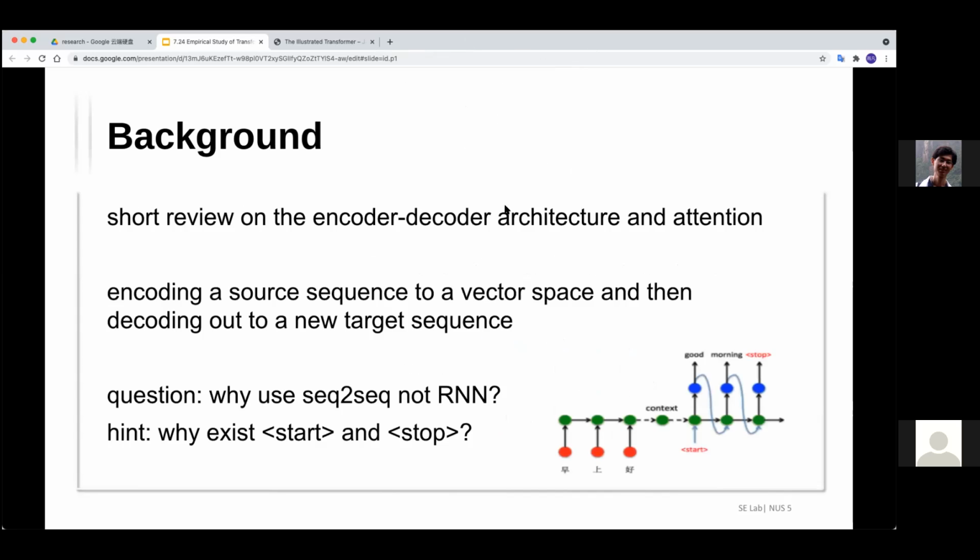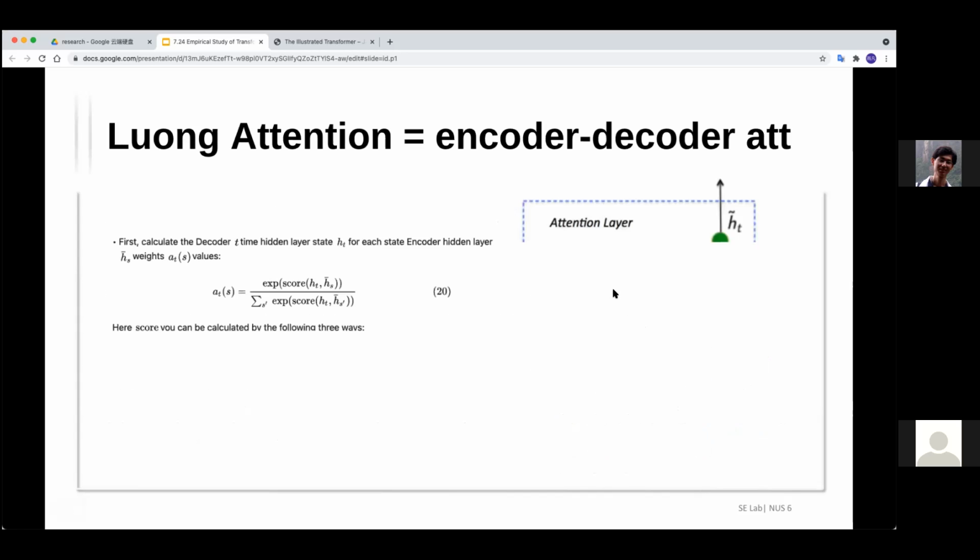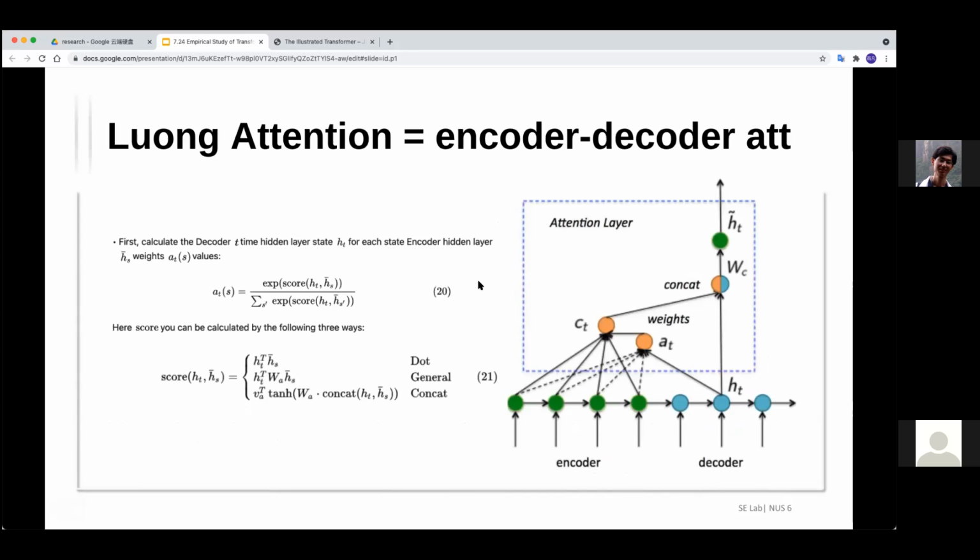Okay, now we have upgraded the recurrent neural architecture to the encoder decoder architecture. Remember that we use a start and a stop sign to show the start and the end of the sequence, so we can have a more flexible output length. And this architecture is popular in the machine translation task.